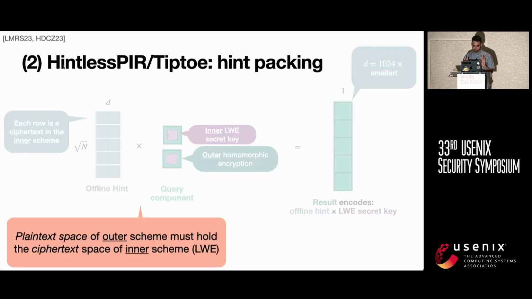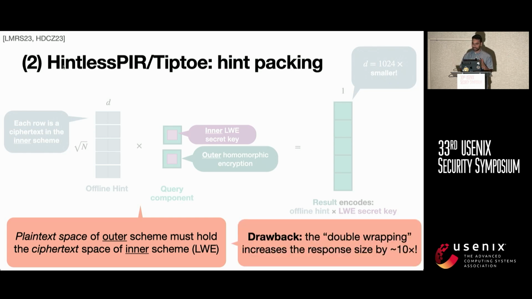The downside of this approach is that because you are using a second outer homomorphic encryption scheme, the plaintext space of the outer scheme needs to be able to hold the ciphertext space of the inner scheme. So the LWE scheme has some ciphertext modulus, and the ring LWE scheme needs to have a plaintext modulus that fits that. And that double wrapping increases the response size. That's where we're getting that 10x blow up from, is we're double wrapping.